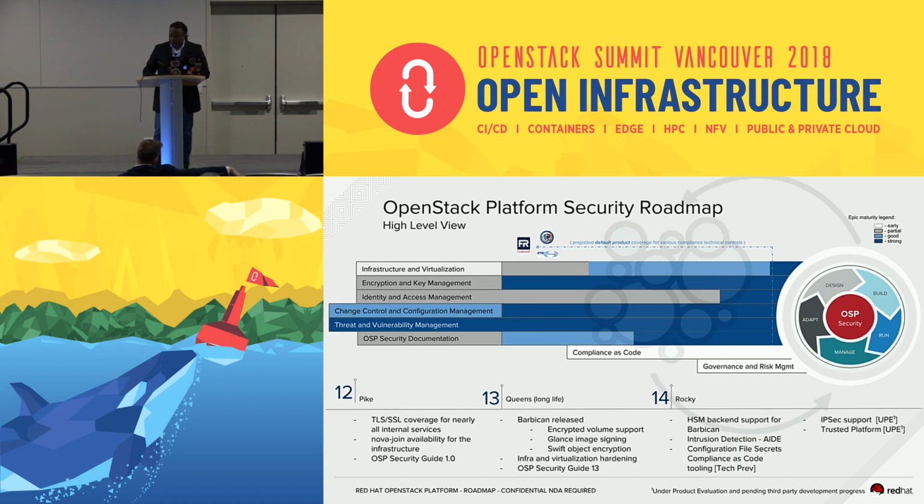So with 13, we finally have released Barbican with OSP 13. So Barbican is basically secrets as a service. And that unblocks quite a few of the user stories that we had around security: encrypted volume support, signing, and Swift object encryption as well. So continuous infrastructure and virt hardening. The guide has been updated. It's really nice right now. And we can talk about 14 in a second.